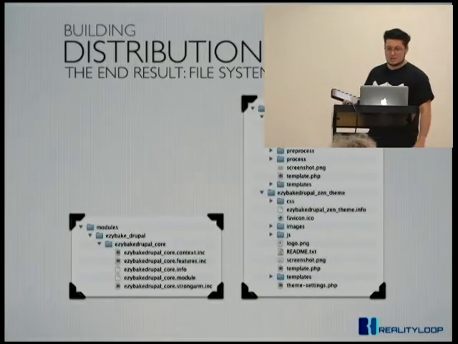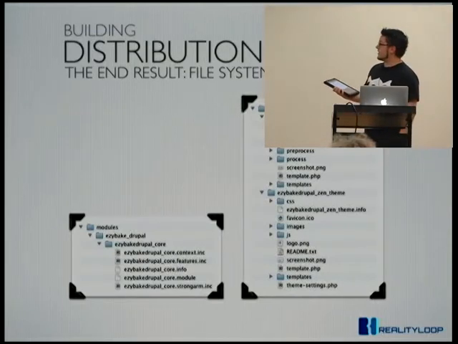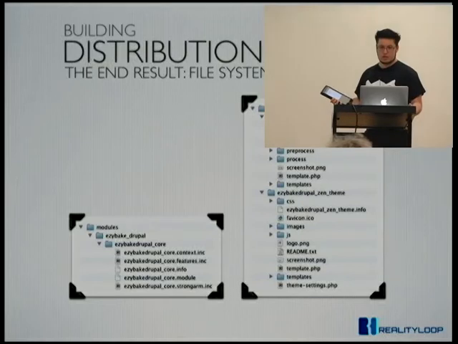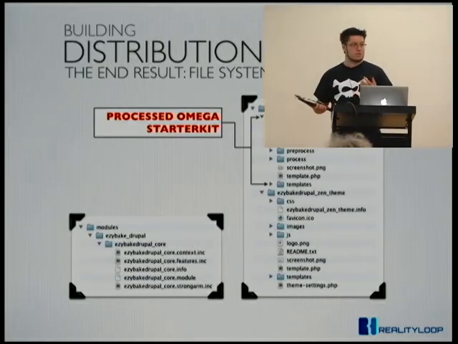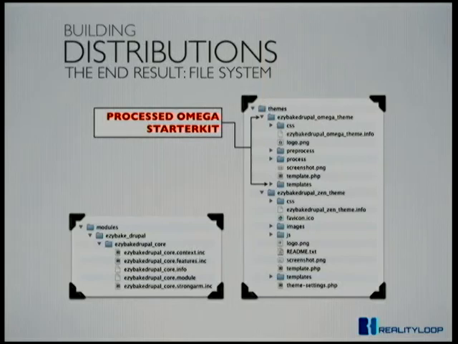So this is the process of the starter kits. This is what has actually happened. I showed you the code. Now you see that we have a processed Omega starter kit directory. Inside of my themes directory, I now have the Ezy-bake Drupal Omega theme, a starter kit theme ready for customization. It is my personal starter kit.